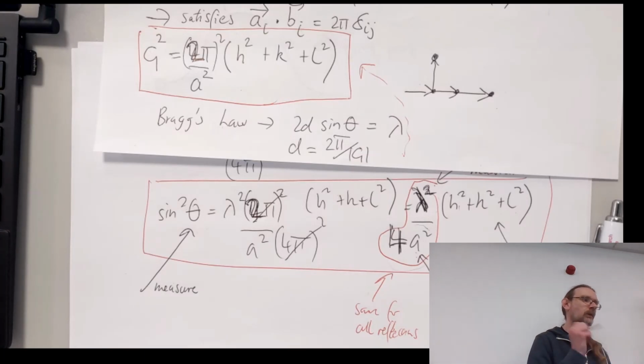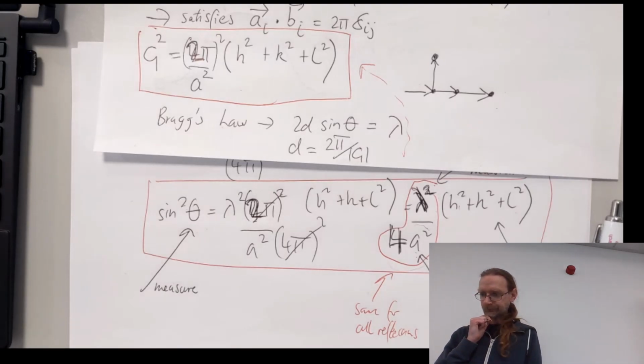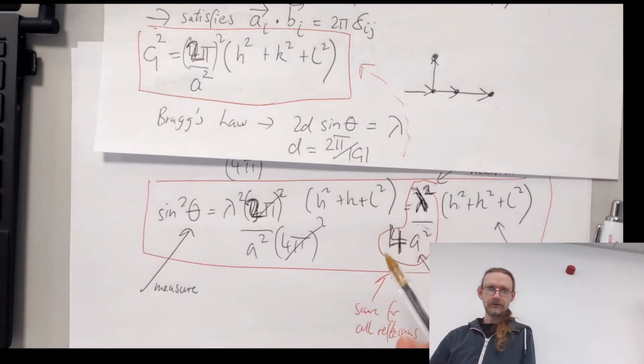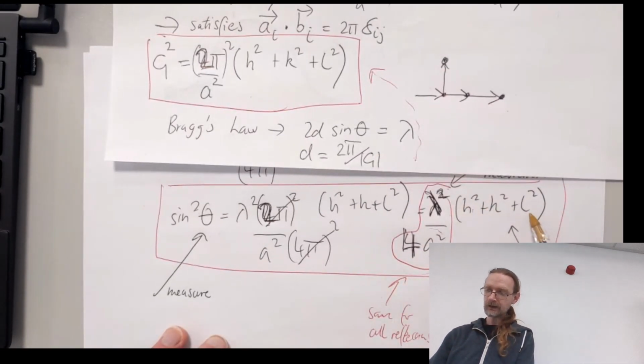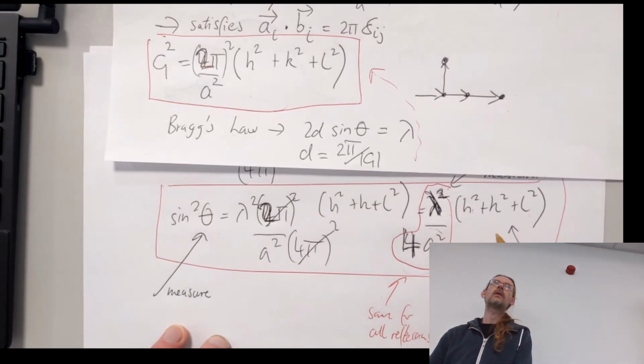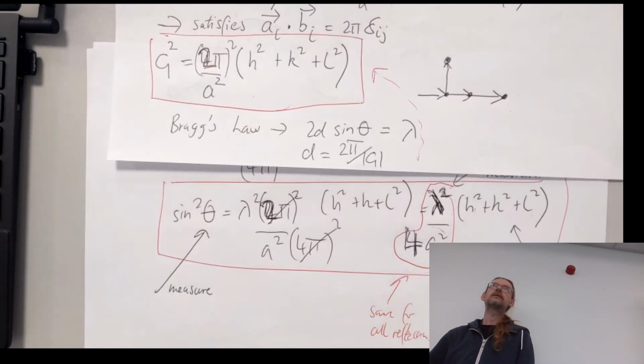The reflections occur when it's one of these reciprocal lattice vectors, and the reciprocal lattice vectors are defined by the set of integer h, k, and l. So h, k, and l could be 1, 0, 0, or 0, 1, 0, which would all have the same length. It could be 1, 1, 0, it could be 1, 1, 1, 2, 0, 0, etc.